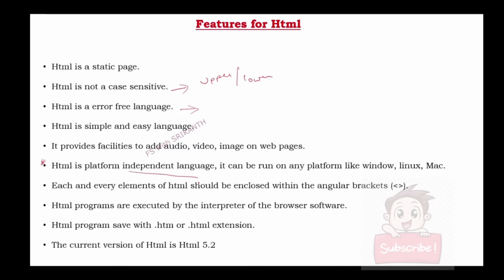What is meant by platform independence? Once you create an HTML file, you can run that file on any operating system. Suppose your program is designed in Windows, you can run it in Linux and CentOS, and different types of Unix flavors, Linux flavors, so you can execute your HTML page on different platforms. HTML is a platform independent language.